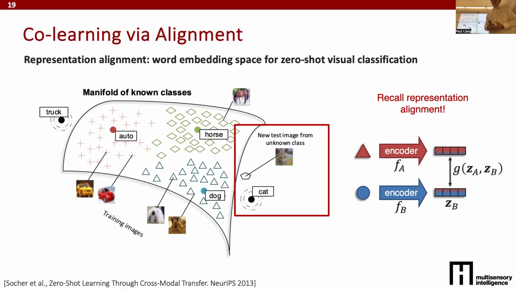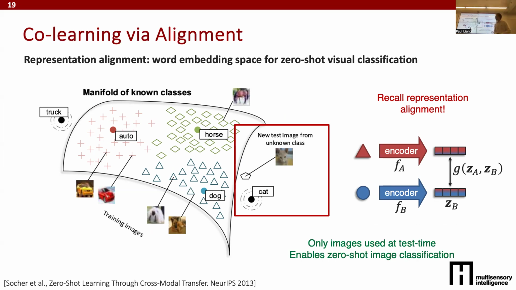So again, evidence of co-learning where during training you have words and images, and you're doing this alignment in representation space. But during testing, you only have images, right? You only need an image, and you're trying to look up the nearest word embedding, and so that enables zero-shot image classification.